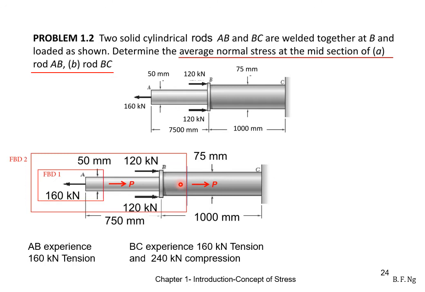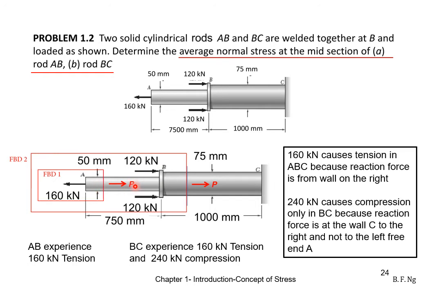Students normally ask, how come I do not consider 240 kilonewtons to add on section AB? The reason is simple. For an object to experience stress, there must be an equal and opposite force on both sides. Here, the 160 kilonewtons has an equal and opposite reaction force from the wall on the right side. Hence, the whole of ABC will experience the 160 kilonewtons force.